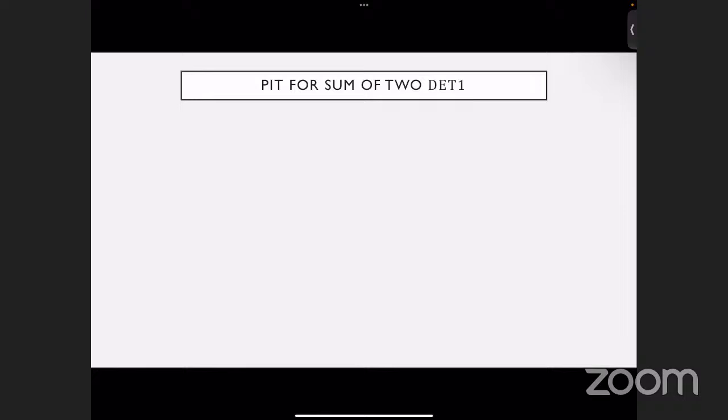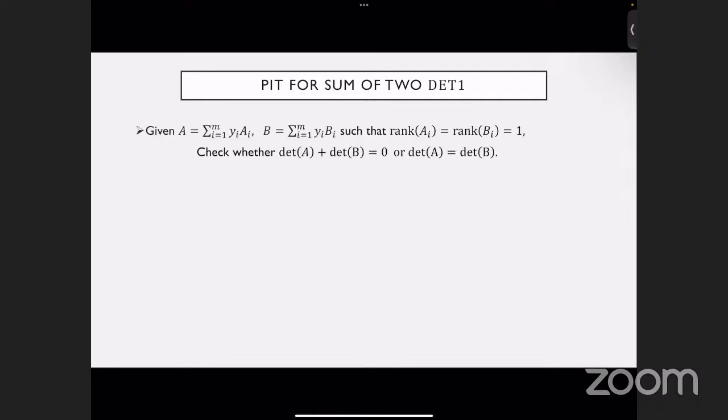And now we consider the PIT for polynomials, sum of two polynomials which belong to this class, that one. So here is the problem. We are given two symbolic matrices A and B, such that the matrix coefficients AIs and BIs have rank 1, and the goal is to check whether the sum of det A and det B is 0 or not, or in other words, whether the determinant of symbolic matrix A is equal to the determinant of symbolic matrix B.